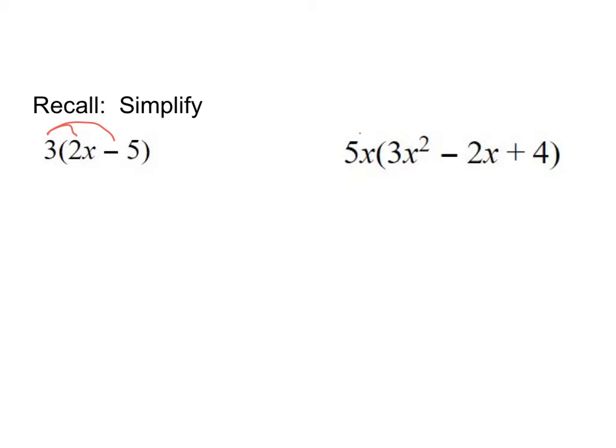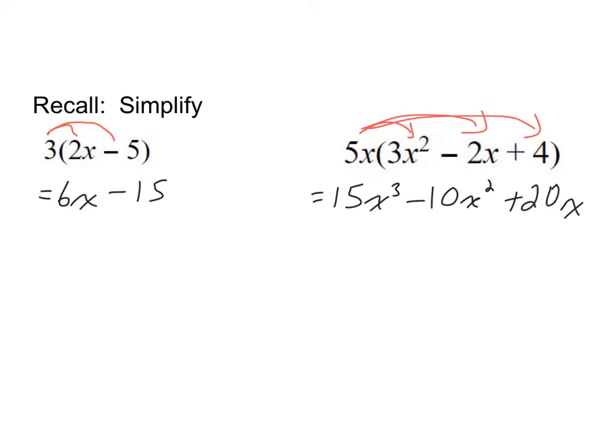And you would do the same thing here, but you have to keep in mind your exponent rules when you use the x squared. As you see, for the first one, you would get 6x minus 15. And for the second one, you would get 15x cubed because you have a 1 on the x in front of the bracket. And then you would do x times x squared, which would be x cubed, etc. And you would follow along. So remembering that, we're going to move to factoring.